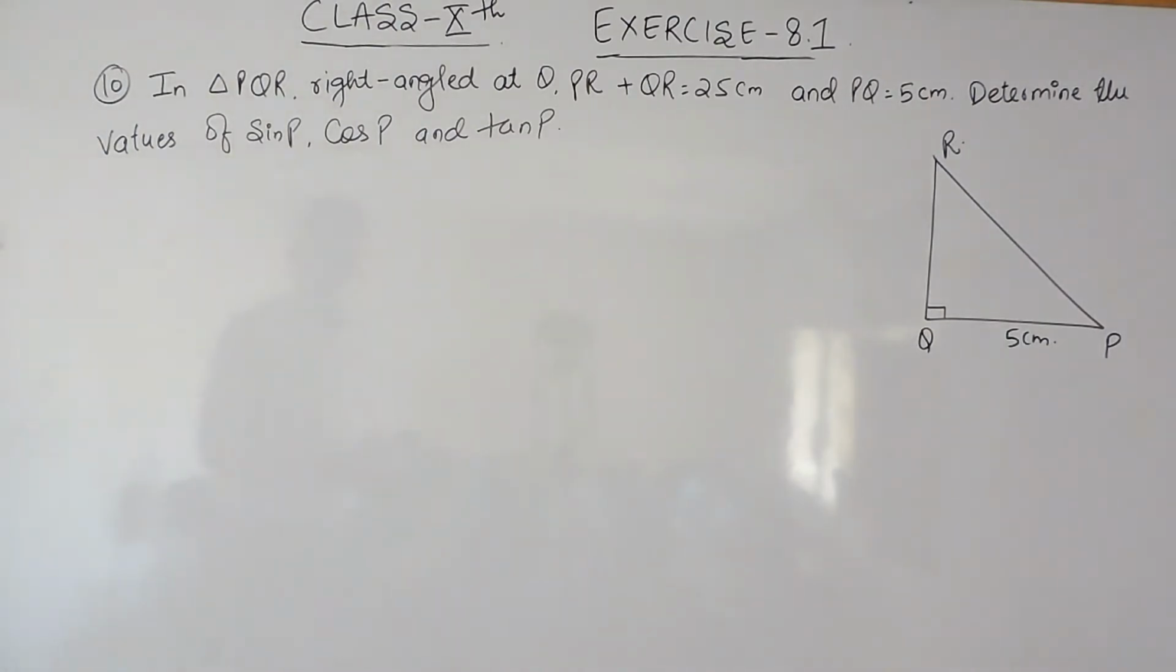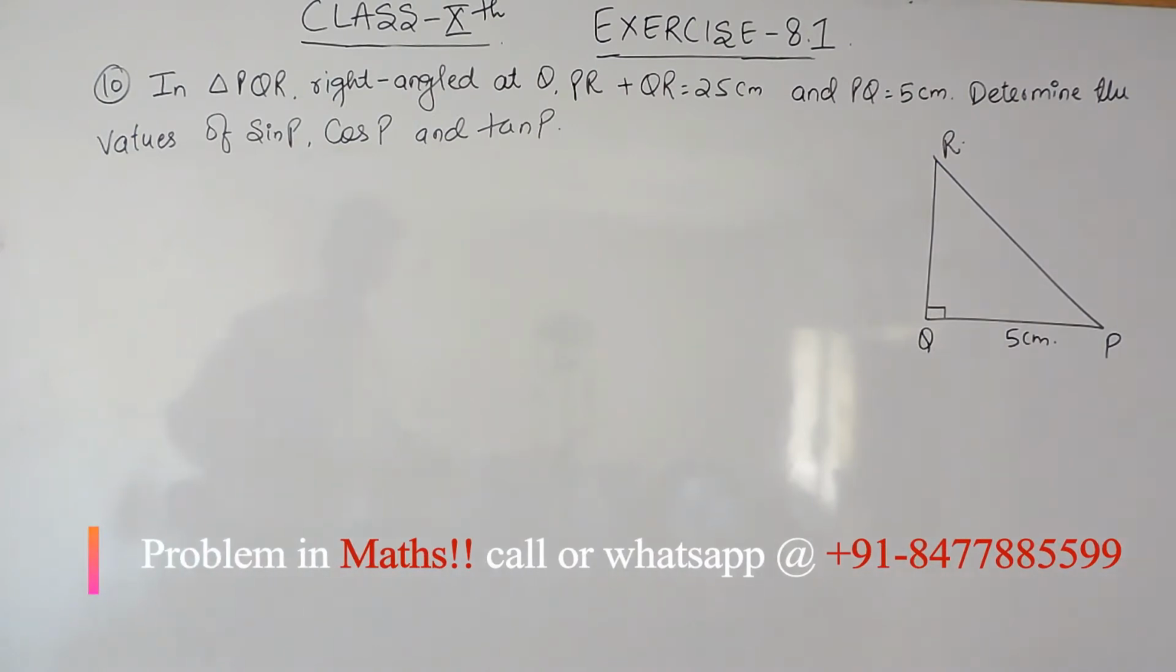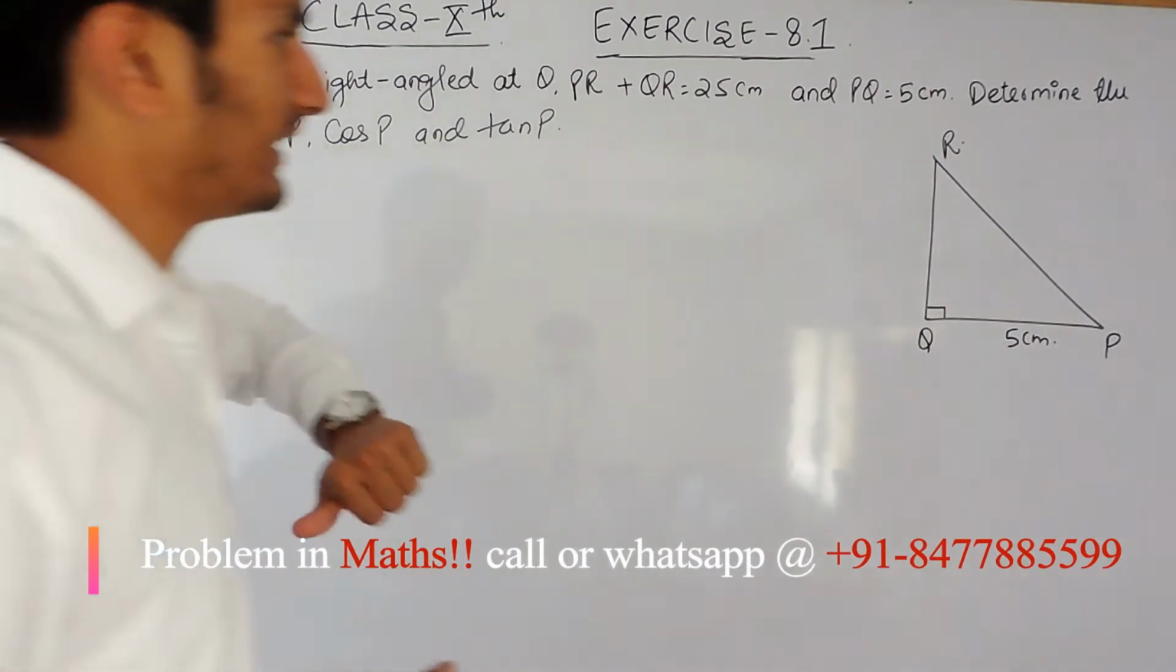In this video, we are going to solve question number 10 of exercise 8.1. The question says, in triangle PQR, right angle at Q, PR plus QR is equal to 10 centimeter and PQ is equal to 5 centimeter. We have to determine the value of sin P, cos P and tan P.